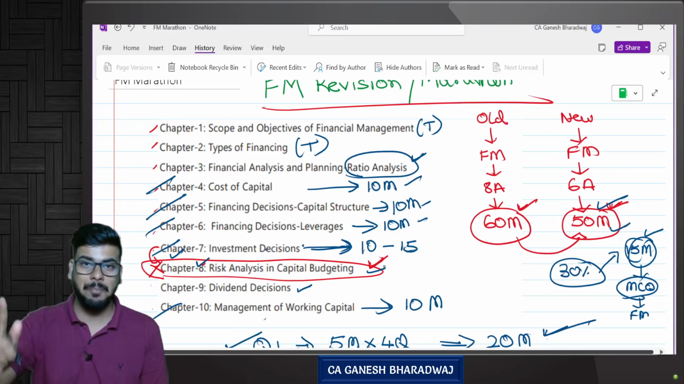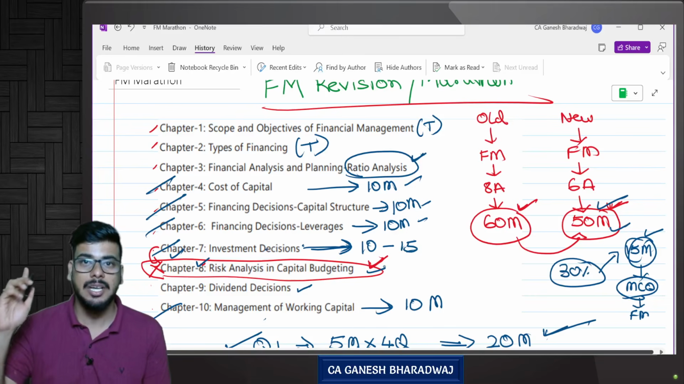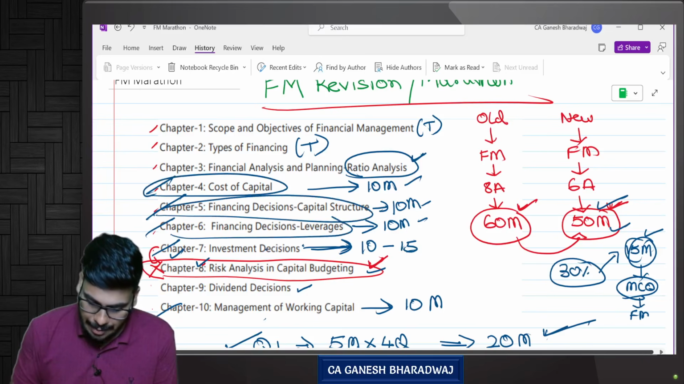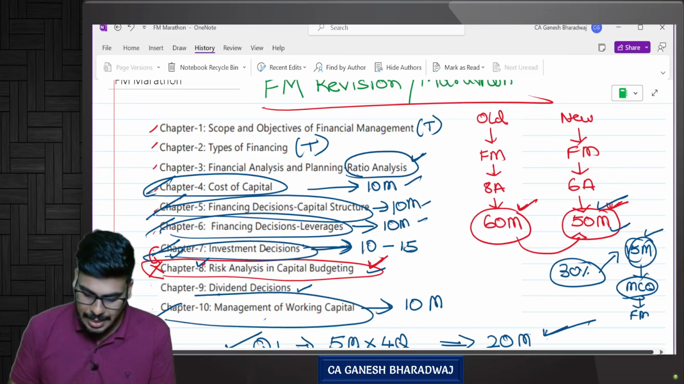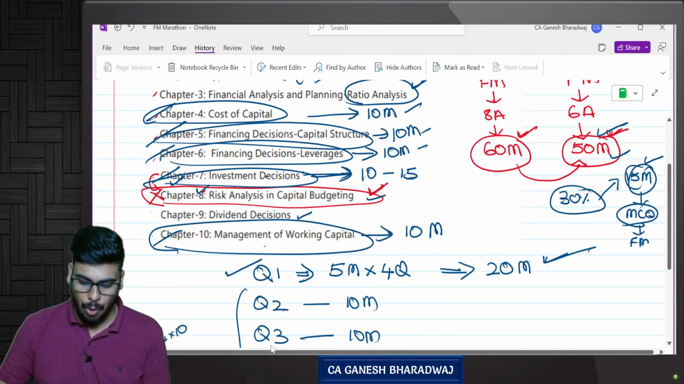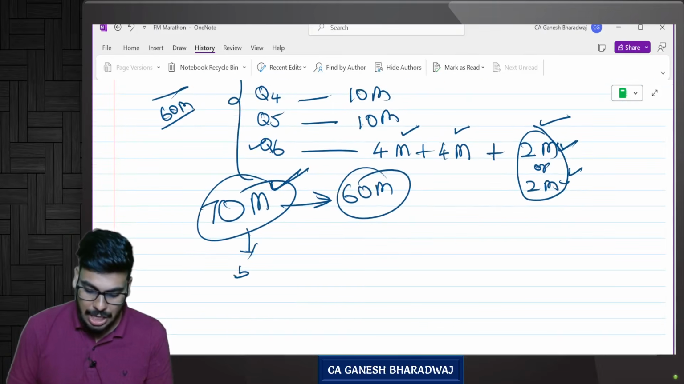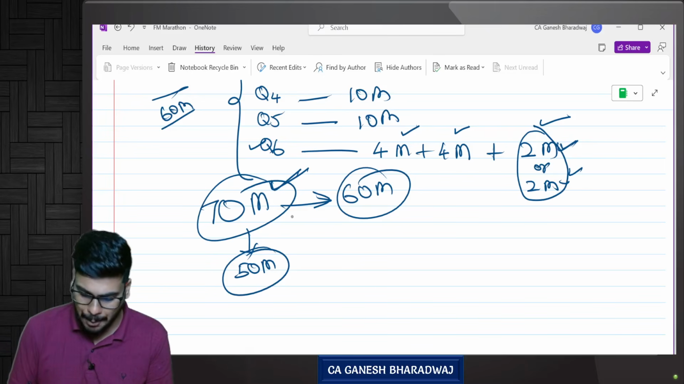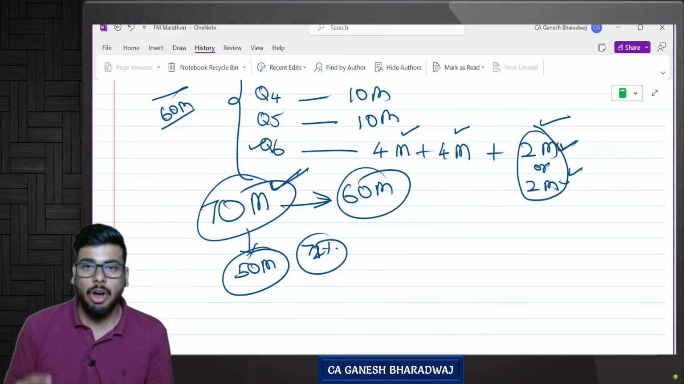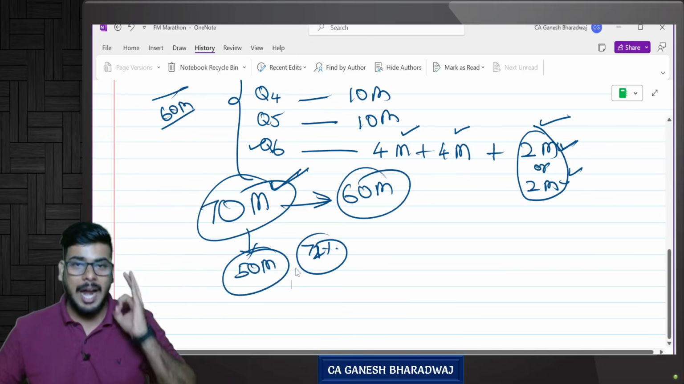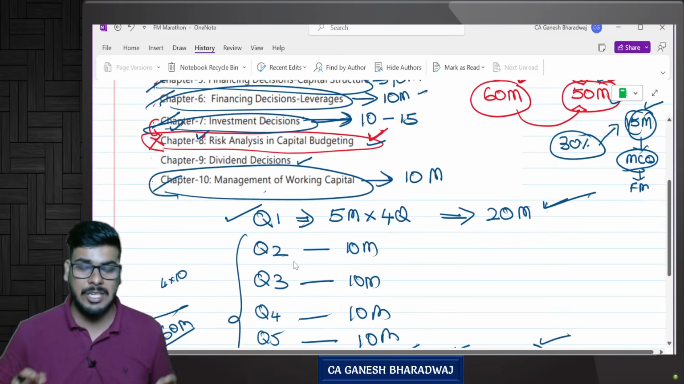But the most important chapters that you should never miss for any attempt are your cost of capital, your capital structure, leverages, investment decisions, and the management of working capital. These 5 chapters will contribute 50 out of the 70 marks that they generally test. So 50 marks out of 70, technically speaking, 50 out of 70 gives you how much? 50 out of 70 is approximately 72 percent of FM that we are going to cover in this marathon, because these are the 5 chapters that I have handpicked and we are going to revise these 5 chapters in detail.